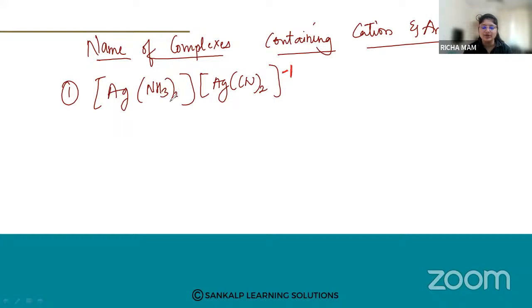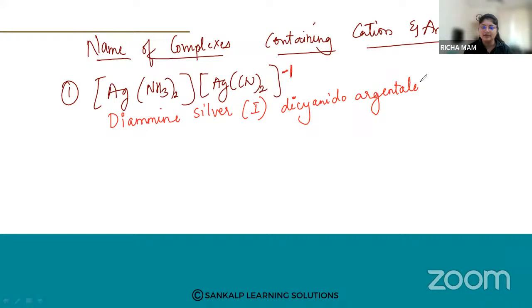So your diamine silver is a cation. How are you going to write it? First I'll write diamine, then silver, and the charge is 1. And this is dicyanido argentate, the charge is 1. So like this you are going to name.